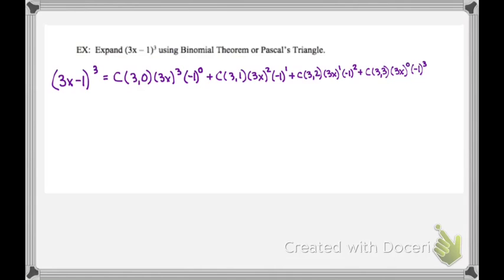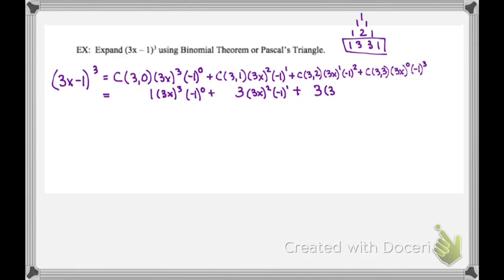I'm just going to simplify the coefficients, so again this would be the same as your first step if you were just using Pascal's triangle. Row 3 of Pascal's triangle is 1, 3, 3, 1. So those are the numbers I know are going to replace my combinations. So this is going to be a 1 times 3x cubed times negative 1 to the 0 plus 3 times 3x squared times negative 1 to the 1 plus 3 plus 1.